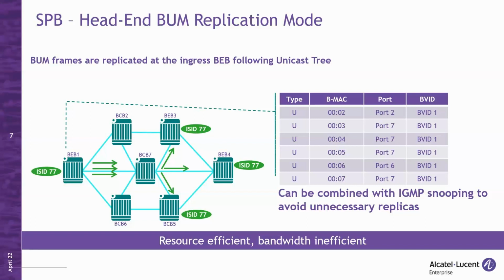Hidden replication can be inefficient in terms of bandwidth consumption, but it is efficient in terms of resource usage because it does not require a separate tree or forwarding table. That being said, hidden replication can be optimal in some circumstances, particularly when combined with IGMP snooping, because in that case, replicas are only created when the far-end BEB node has active subscribers for the multicast group.